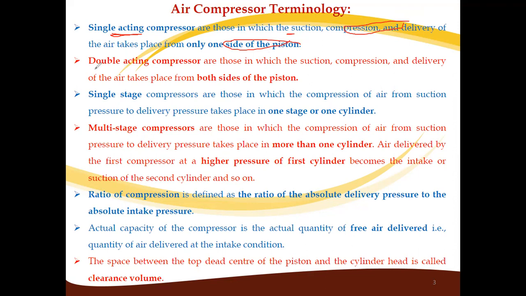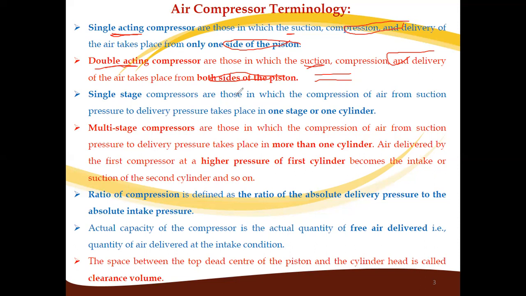Now we have another terminology, called the double acting compressor. In a double acting compressor, the suction stroke and the compression and delivery stroke of air take place from both sides of the piston. When the piston moves from left to right, suction will be there as well as compression. When the piston moves from right to left, that is the backward motion, both suction and compression and delivery strokes take place.